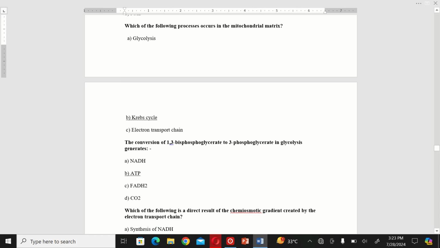The next MCQ: which of the following processes occurs in the mitochondrial matrix? A. Glycolysis, B. Krebs cycle, C. Electron transport chain. So the correct option is B.